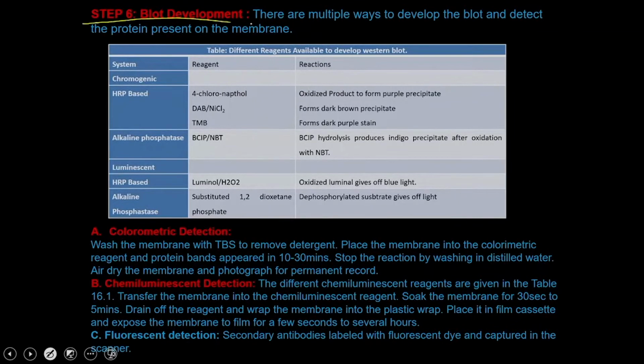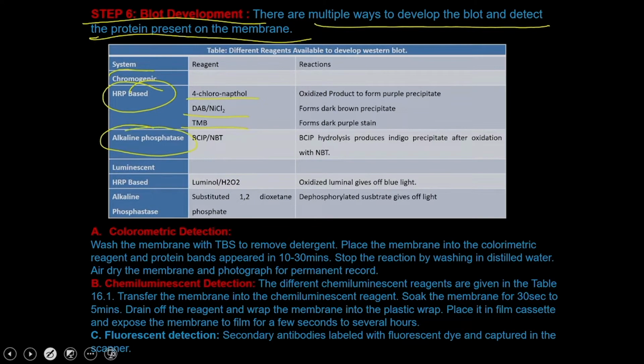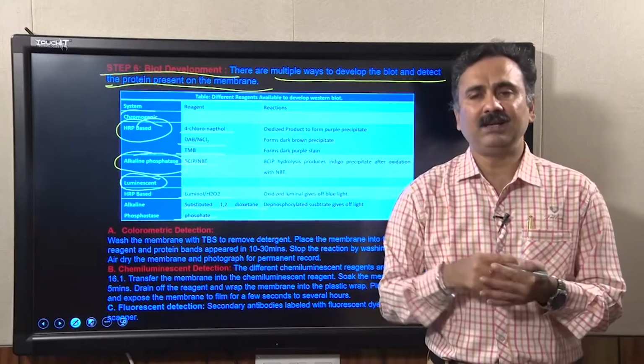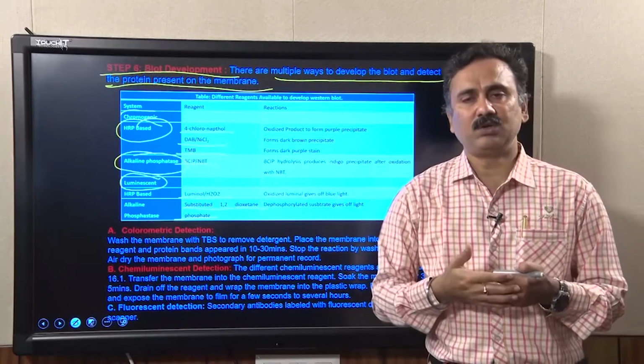Then you have to do the blot development. There are multiple ways to develop the blot which is present on the membrane. You have the HRP based chromogenic substrates like 4-chloronaphthol, DAB or TMB, or you can have the alkaline phosphatase enzyme also. For that you can use the BCIP NBT system, or you have the luminescent substrates, like for HRP you have luminol and H2O2, or for alkaline phosphatase you have the substituted 1,2-dioxetane phosphate. All these substrates allow you to detect the proteins blotted onto the nitrocellulose membrane.